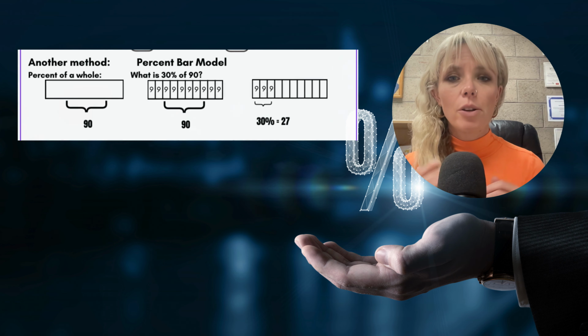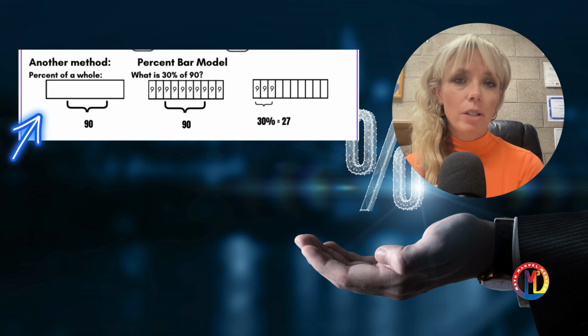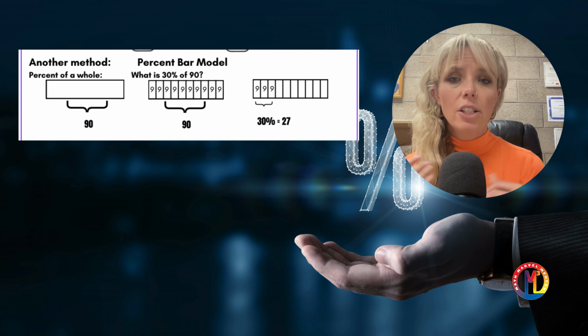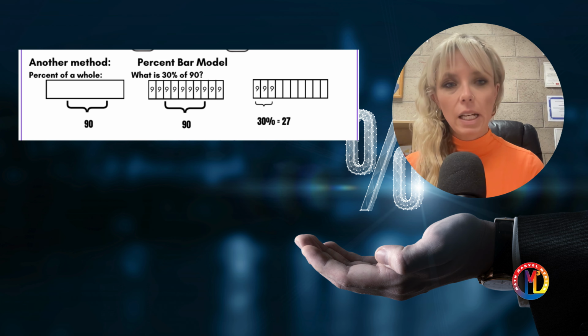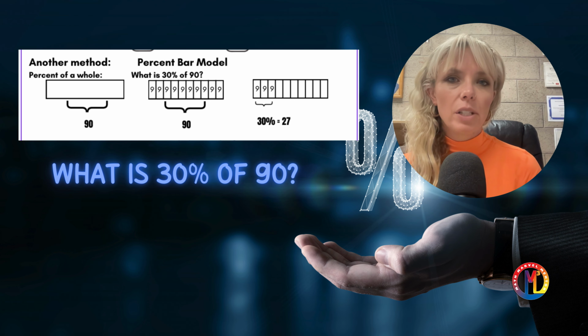Today we are going to be learning how to solve percentage or percent problems in a real world context. So we start with our bar, which is representing really the percentage. It's the whole amount, percent out of the whole amount. So the whole bar is representing essentially 100. Okay, and this problem is what is 30% of 90?